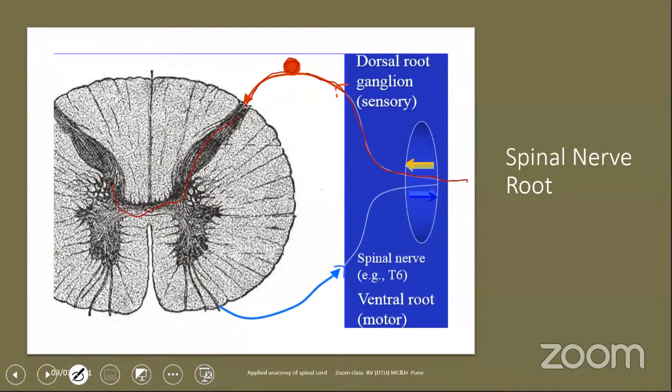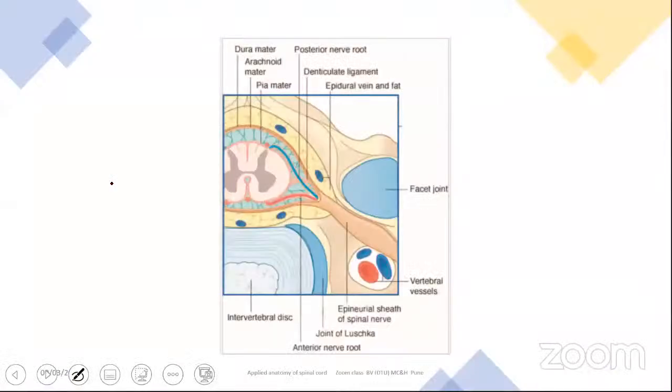The spinal nerve has the ventral root. There is a law called the Bell-Magendie law, which says the dorsal roots are sensory and the ventral are always motor, right? And you can again see the epidural sheath of the spinal nerve. Again and again, I keep telling that the spinal nerve divides into the ventral ramus and the dorsal ramus. The dorsal ramus turns back and supplies the paraspinal muscles. The ventral rami join to form the brachial plexus in the cervical region, and they form the lumbosacral plexus in the lumbosacral region.